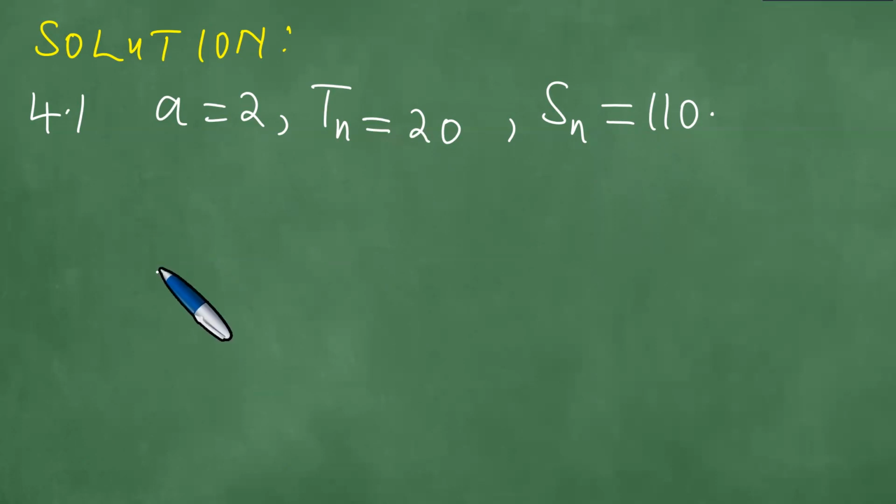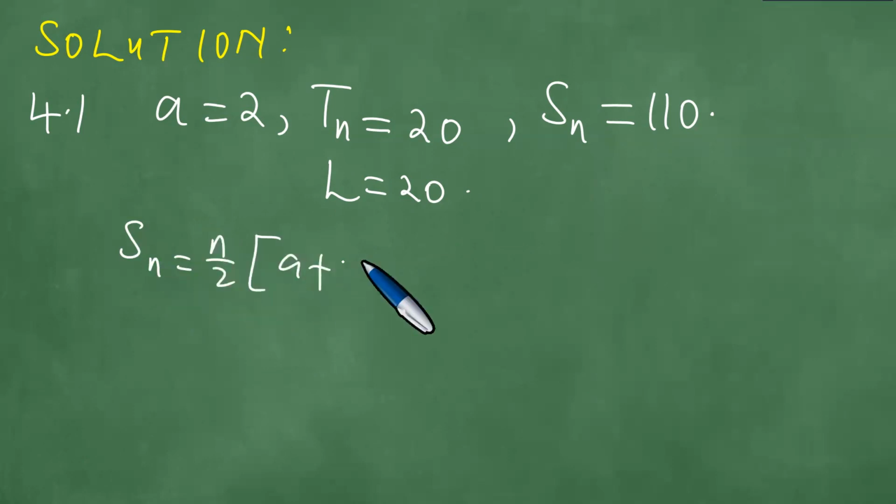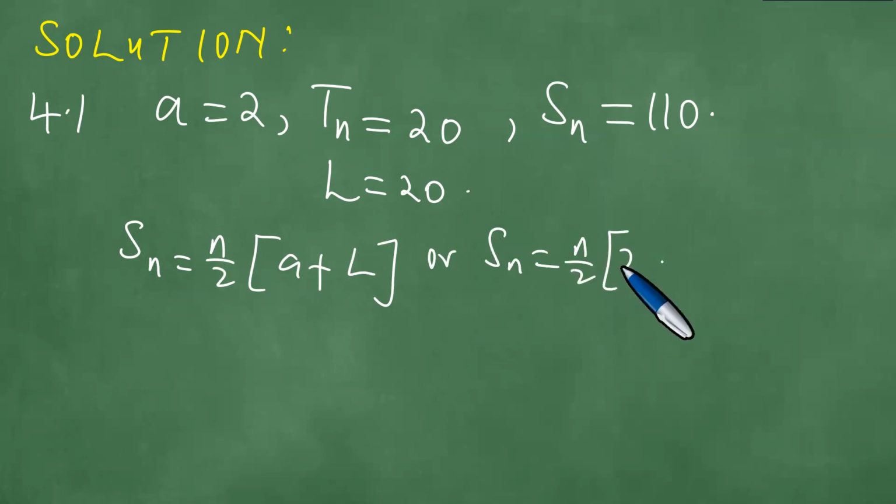Now what do we do with this? I gave another formula at some point, and I'm going to give the formula. Sometimes you say the last term is L equals 20. There is another formula that says Sn equals n over 2 into A plus L, which is the same as n over 2 into twice A plus n minus 1 into the common difference.